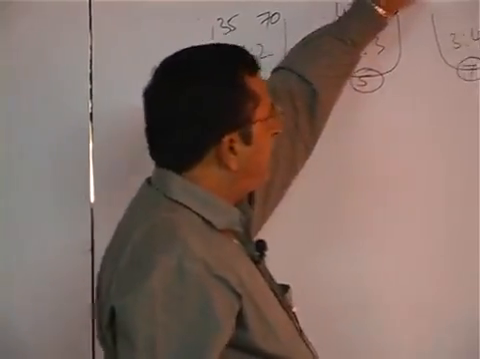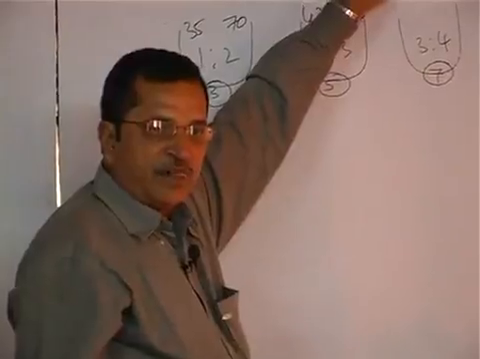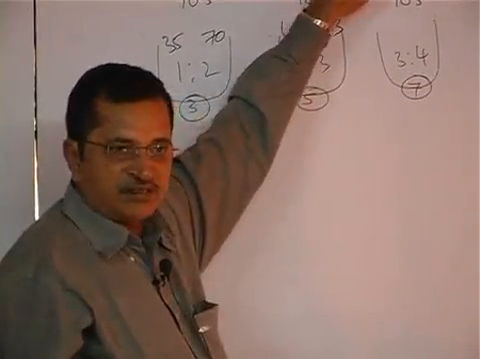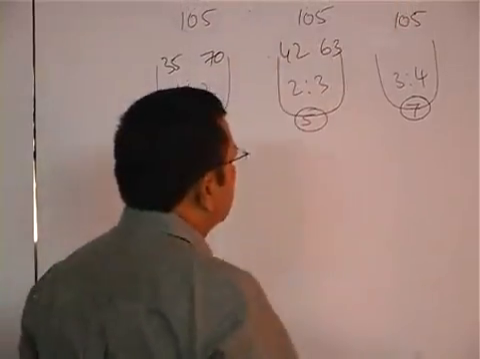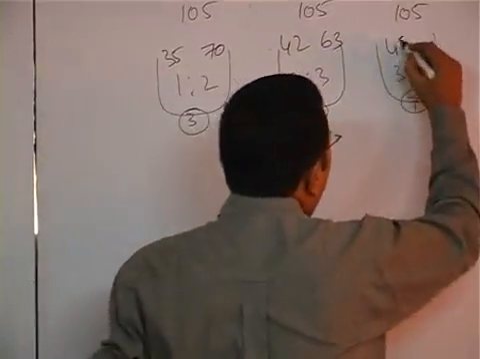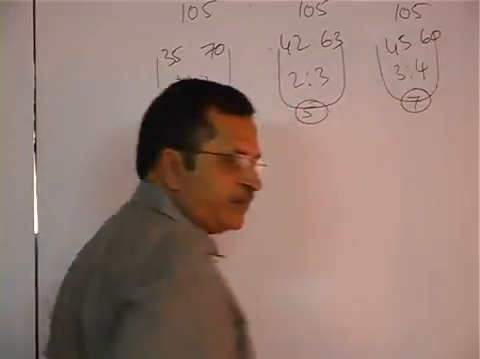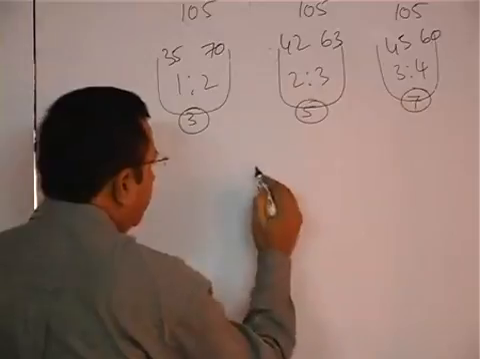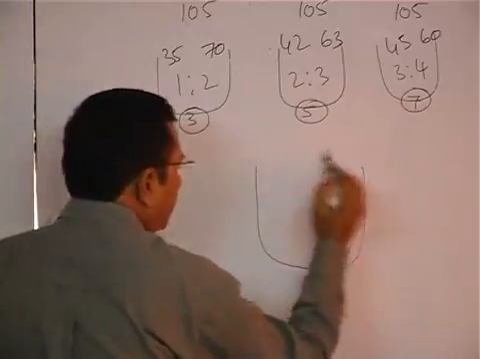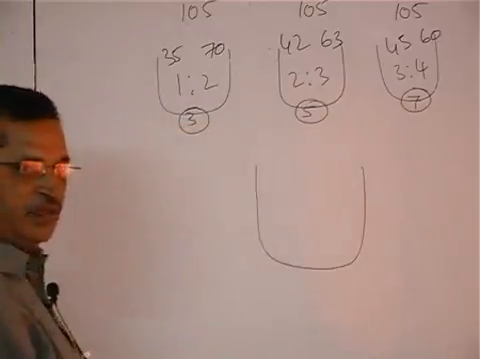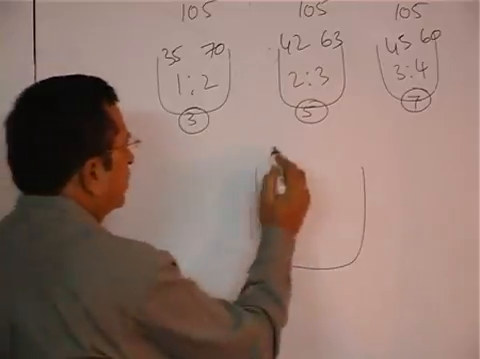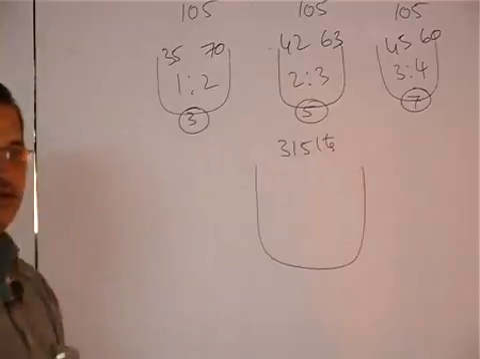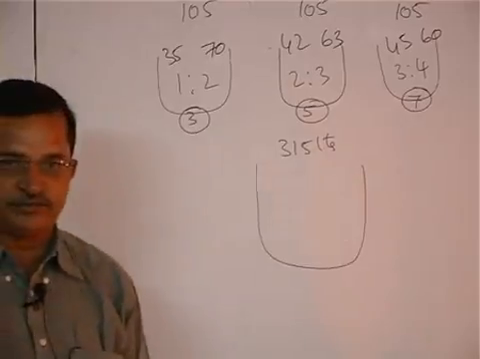In the third glass, 105 divided into 7 parts, 45 and 60. All the 3 glasses are emptied into a single vessel. Emptied into a single vessel means it contains 315 liters. Whatever may be the capacity, we are not bothered. We bother only about the ratio.